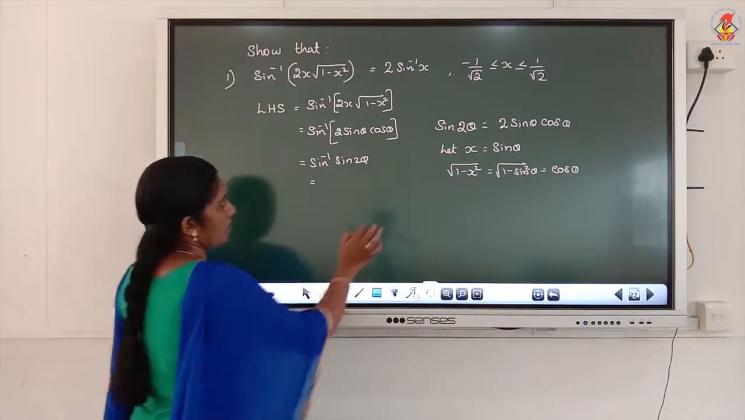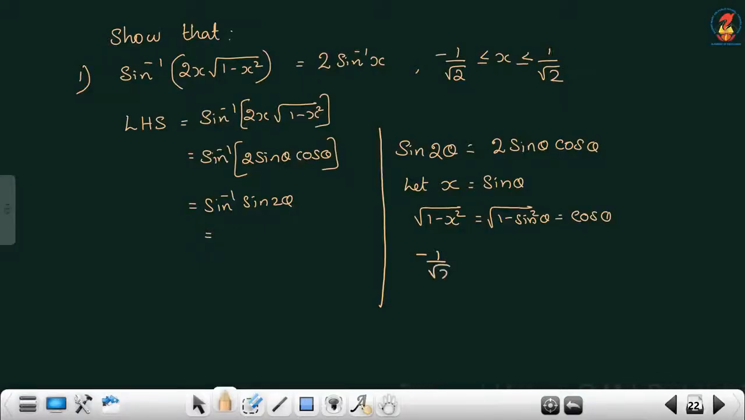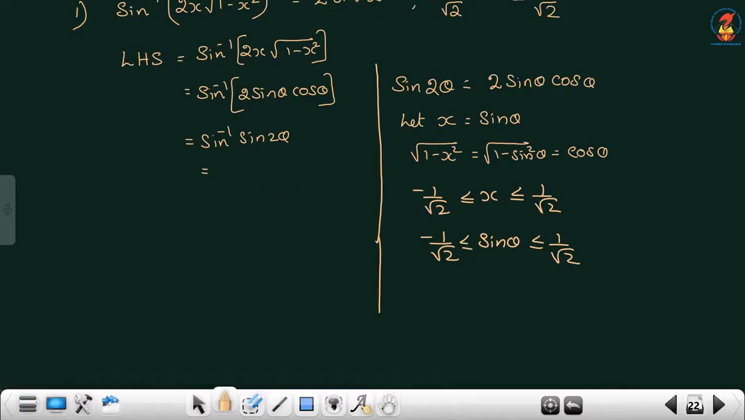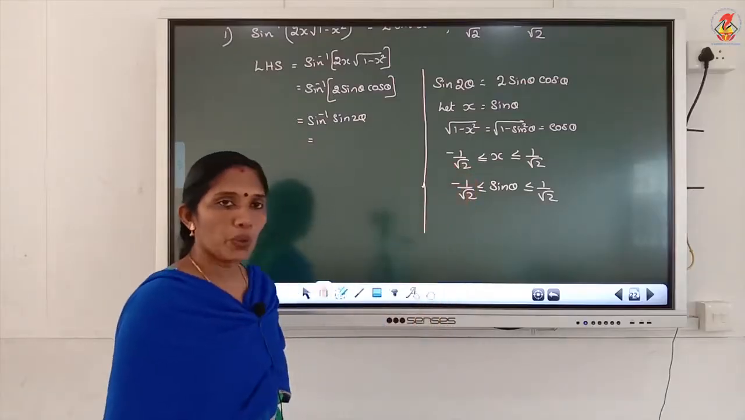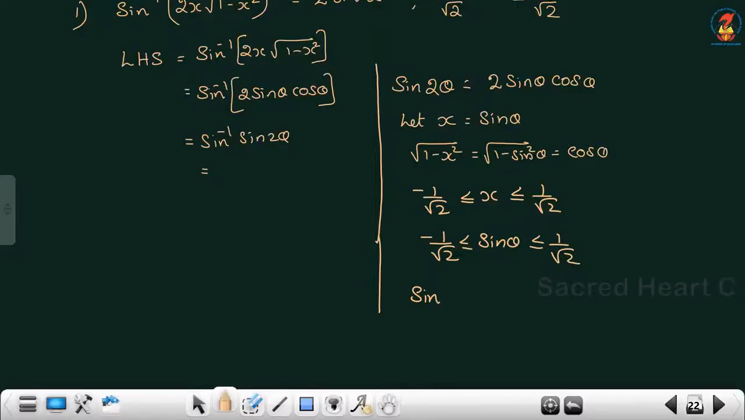That we can check, here the interval is given. So how to check that? Minus 1 by root 2 less than or equal to x less than or equal to 1 by root 2. And we put x as sine theta. So instead of this x, you can give sin theta. And on the left side we have minus 1 by root 2. Then apply sine inverse, or how do we write minus 1 by root 2 in terms of sine? We can write it as same as sine inverse.